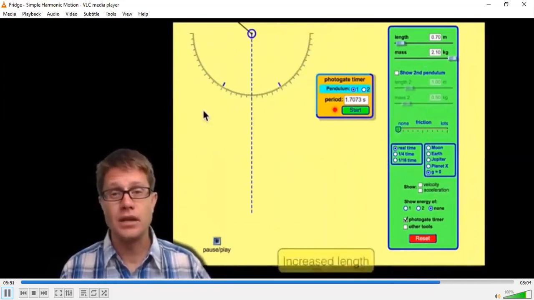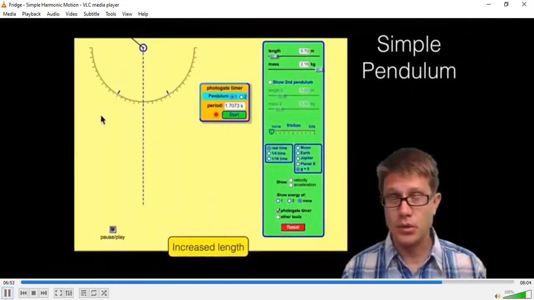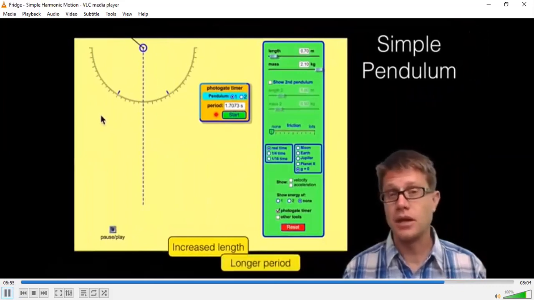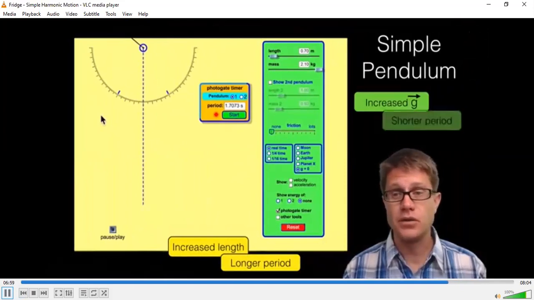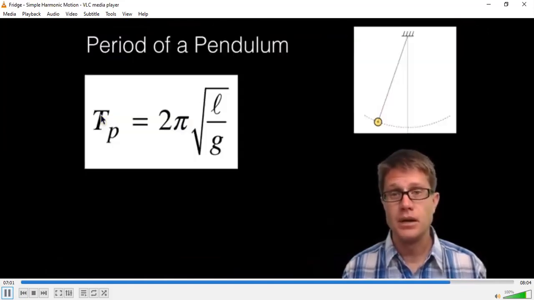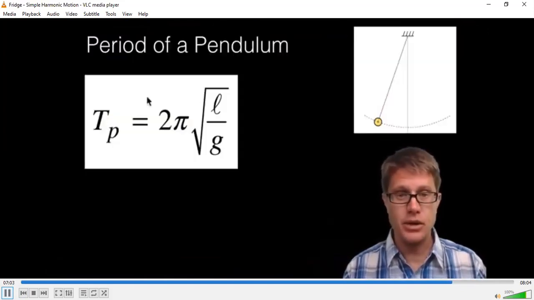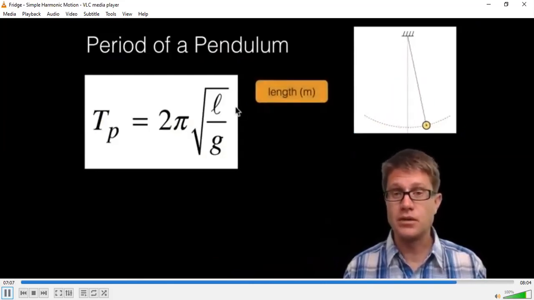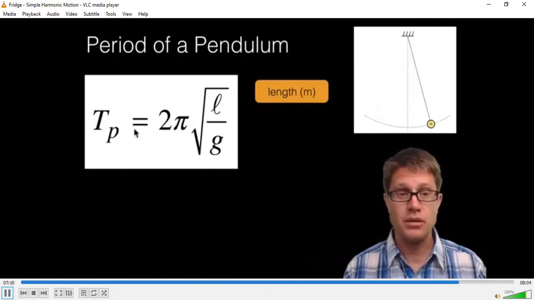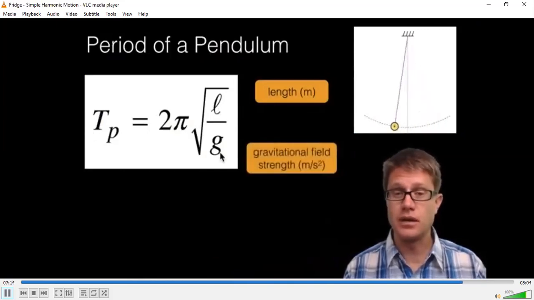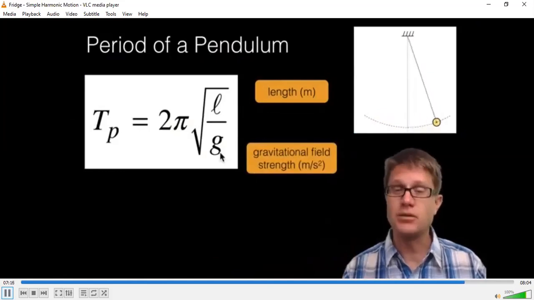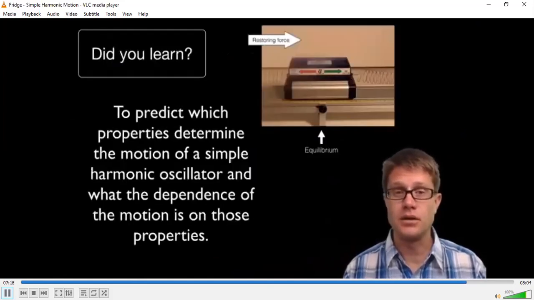So if we look at that qualitatively, as we increase the length, we got a longer period, and as we increase the gravitational field strength, then we got a shorter period. If we look at that algebraically, this is the equation. Length is going to be on the top, remember? And so as we increase the length, we're going to increase the period of the pendulum. What happens as we increase gravitational field strength? As we increase that, then we're going to decrease the overall period of the pendulum.